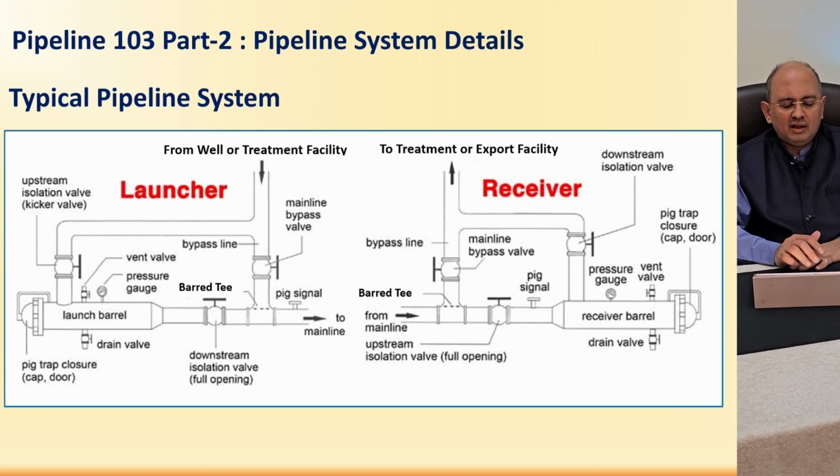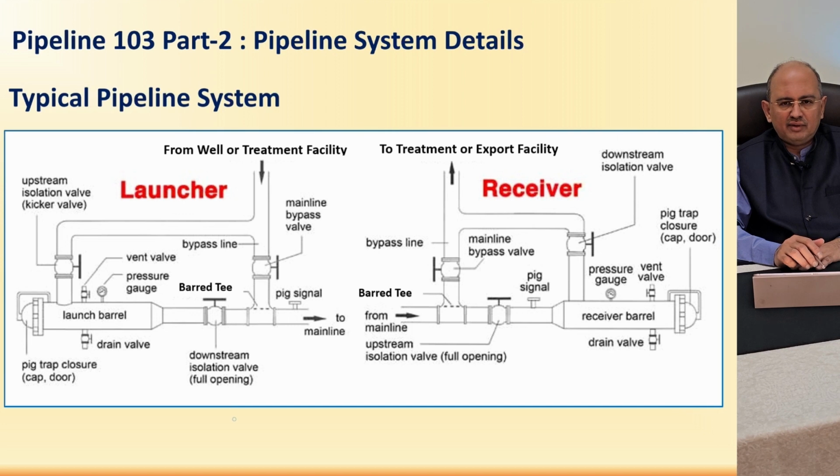There is a pipe you can see connected to the barrel. So temporarily, to launch the pig from the barrel to the main pipeline, what you simply do is you open the kicker valve and you close the mainline bypass valve. So your flow automatically gets diverted through the barrel to the pipeline now.